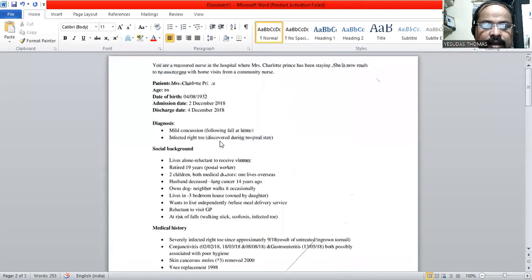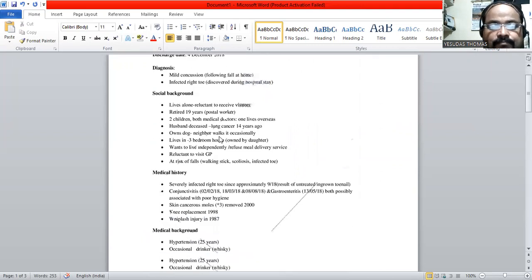Now let's go ahead and see about the patient, Charlotte Prince, aged 86, and her date of birth is 4/8/1932. Okay, very good. And she was there for almost 3 days, from 2nd December 2018 to 4th December 2018. Diagnosis: mild concussion and infected right toe. So that's it.